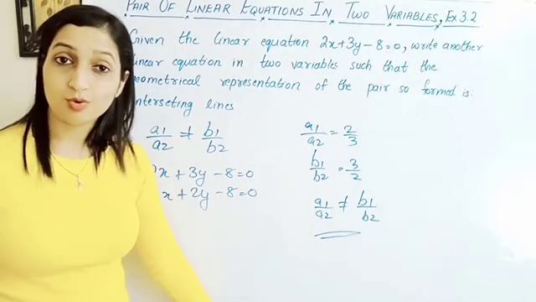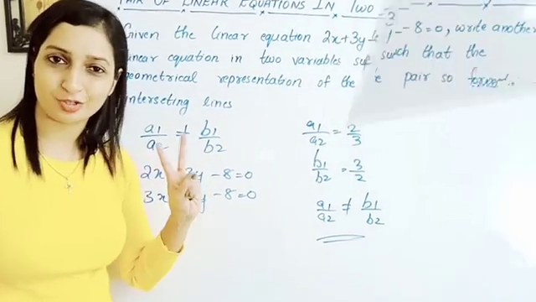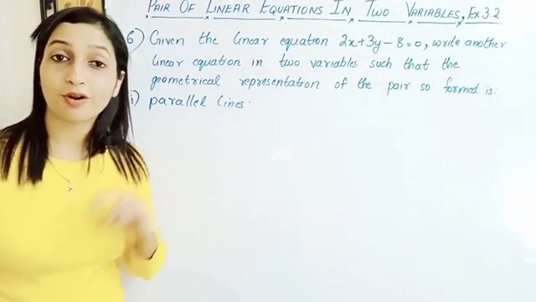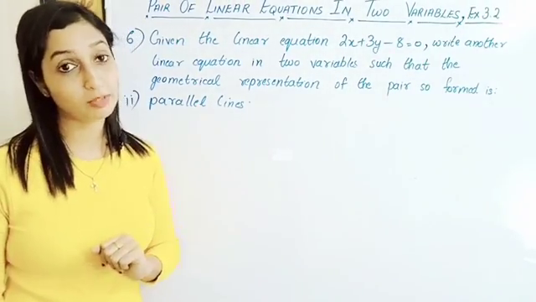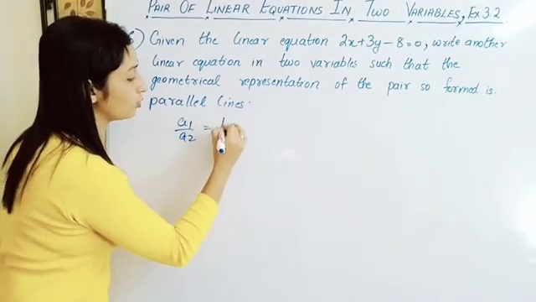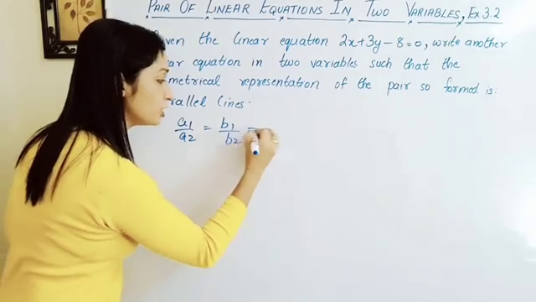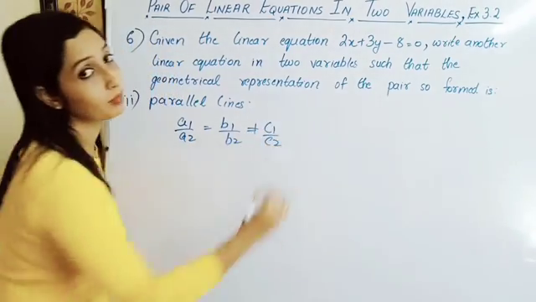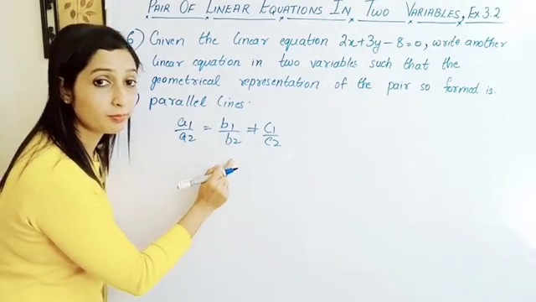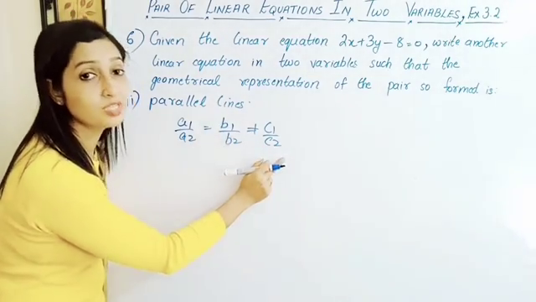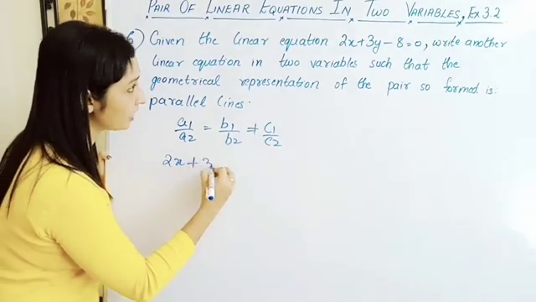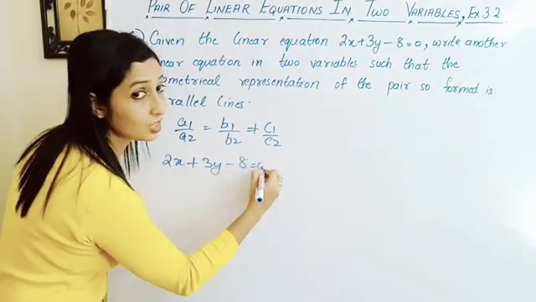Now let's move on to the next question, which is part 2. Now this is part 2, which is parallel lines. So what is the condition for a pair of linear equations in two variables to be parallel lines? It is a1 by a2 equals b1 by b2 is not equal to c1 by c2. So you need to see that a1 by a2 is equal to b1 by b2, but it is not equal to c1 by c2. Already you're given one equation, which is 2x plus 3y minus 8 equals 0.